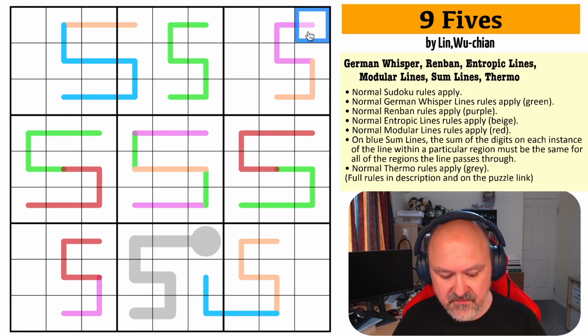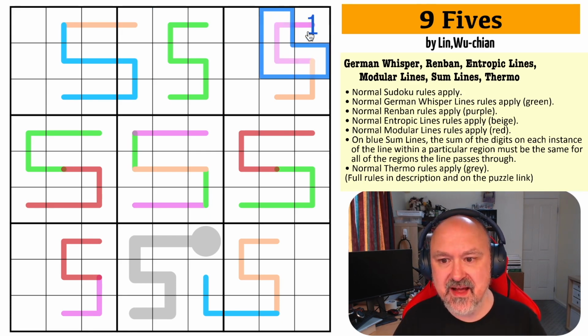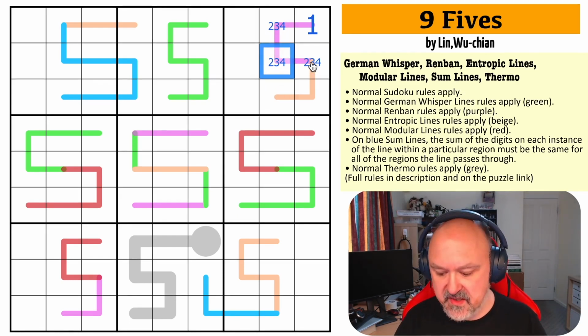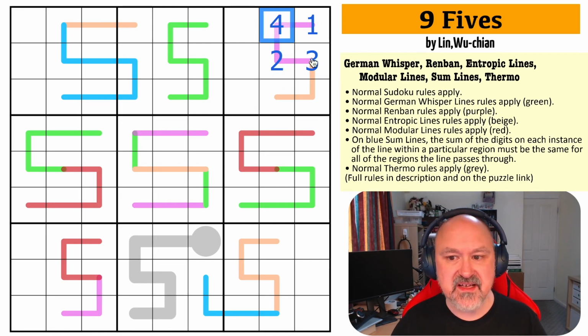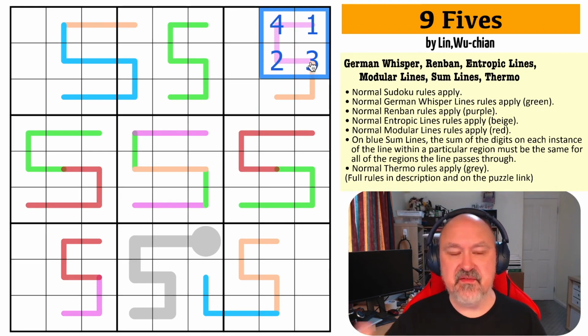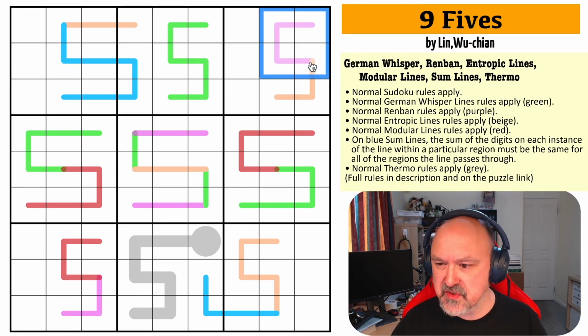So for example, if this was to be a 1, then these would have to be 2, 3, 4, because that's the only way I could make a consecutive set including 1. They could be in any order. It could be 2, 3, and 4. That's fine. They just need to be consecutive if they were taken off the line and sorted.